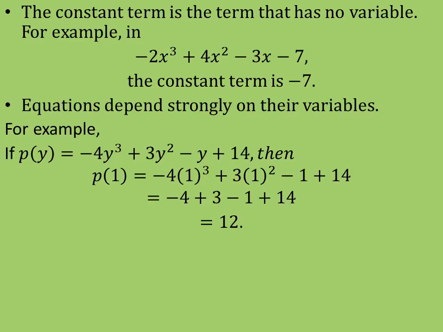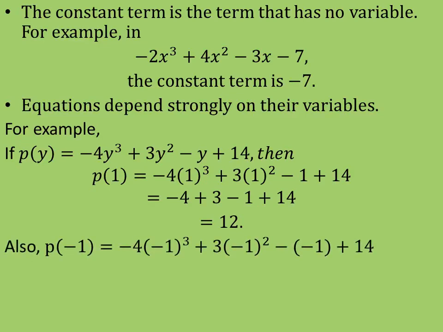Another example is p of minus 1, that is, the polynomial of minus 1. Instead of writing y here, anywhere you see y, we are going to replace it with minus 1. So this will give us minus 4 into bracket minus 1 cubed plus 3 into bracket minus 1 squared minus into bracket minus 1 plus 14. Please, we have to include the minus sign. You have to include the minus sign, and you have to introduce your brackets so that you won't make any mistake and you'll be able to expand your brackets correctly.